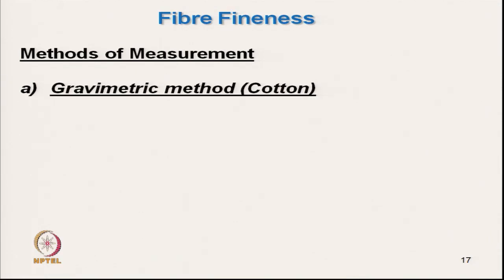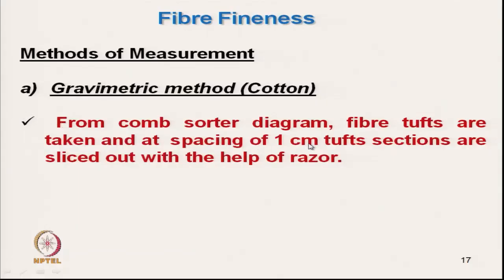First is the gravimetric method of measuring the fiber fineness. It is basically done by taking the mass of the fiber. From the comb sorter diagram, fiber tufts are taken at a spacing of 1 centimeter, selected or sliced out with the help of a razor.